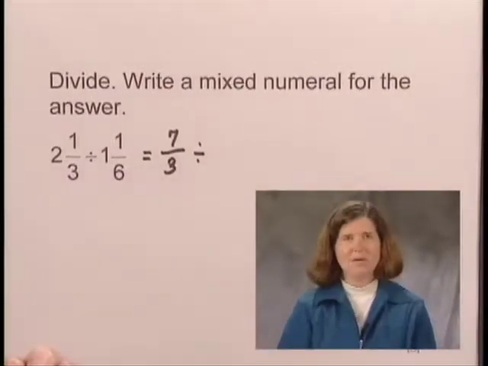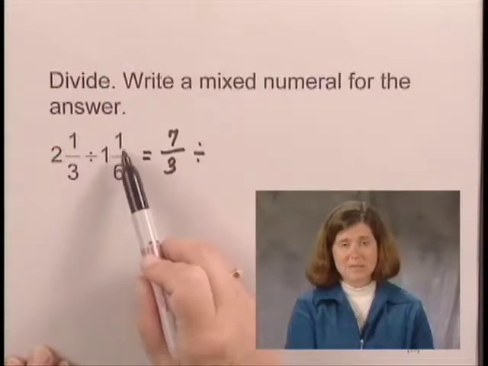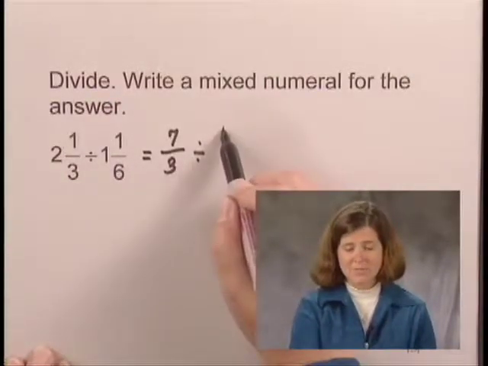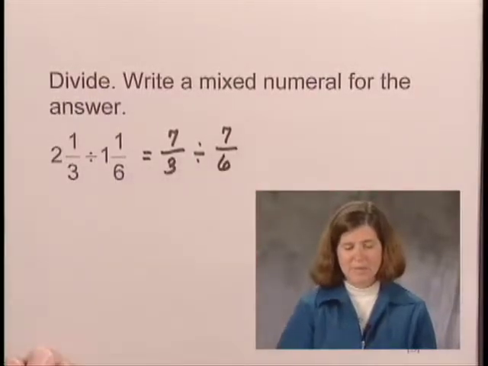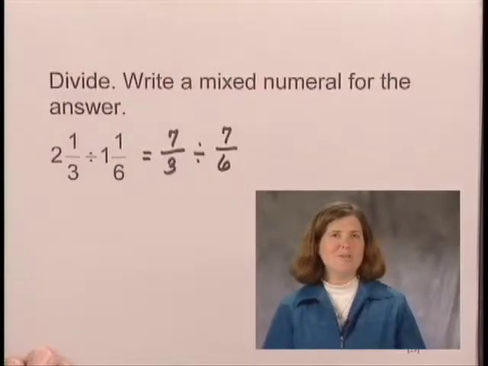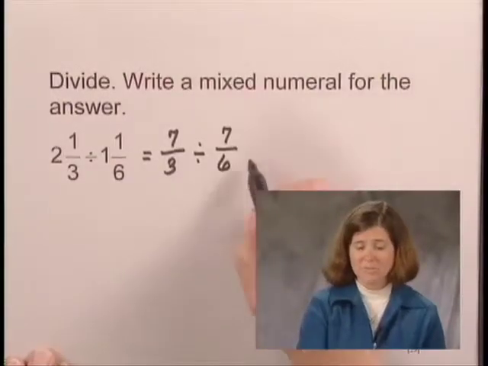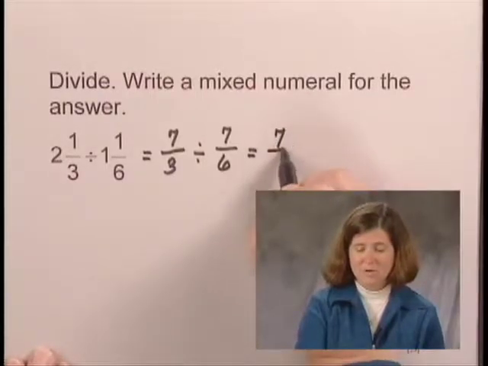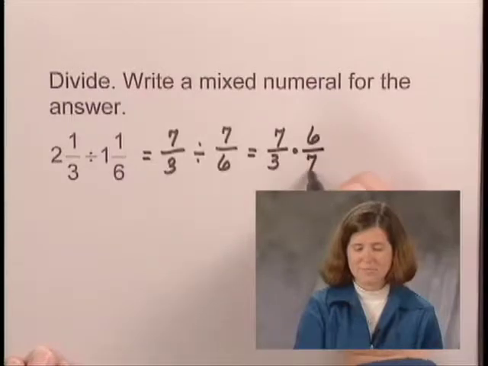divided by, now we change 1 1/6 to fraction notation. 1 times 6 is 6, plus 1 is 7. That becomes the numerator. The denominator will be 6. Now, in order to divide fractions, we multiply the first fraction by the reciprocal of the second fraction. So we have 7/3 times 6/7.